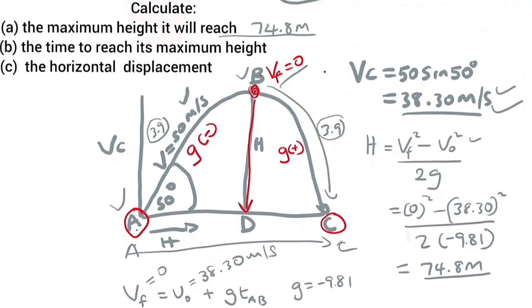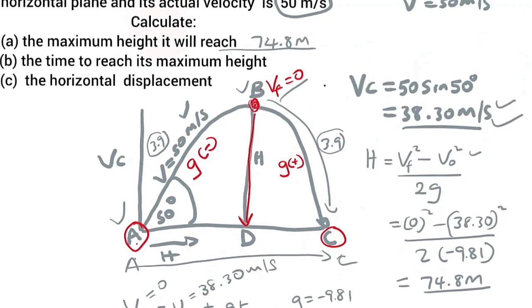That's how you calculate this problem. The time to reach its maximum height, from A to B, was 3.9 seconds. The horizontal distance, from A to C, is equal to 250.7 meters.